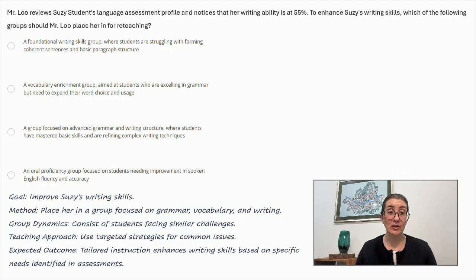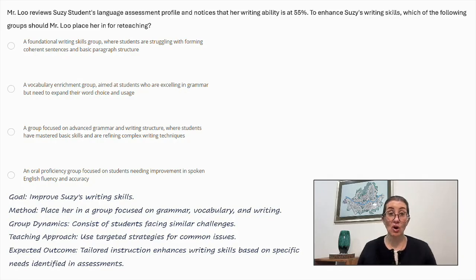A vocabulary enrichment group aimed at students who are excelling in grammar but need to expand their word choice and usage. A group focused on advanced grammar and writing structure where students have mastered basic skills and are refining complex writing techniques, or an oral proficiency group focused on students needing improvement in spoken English fluency and accuracy.